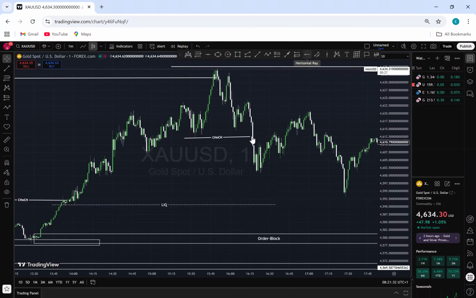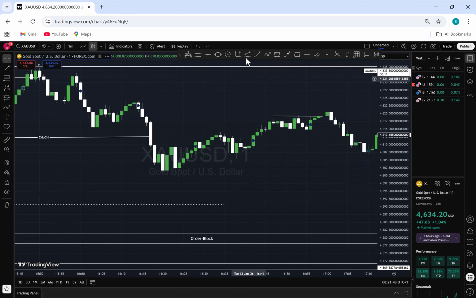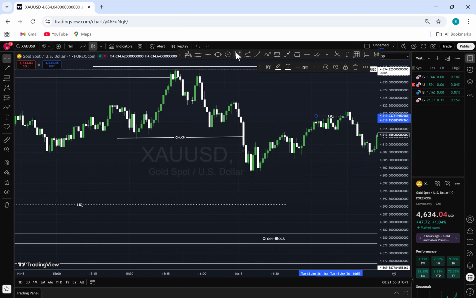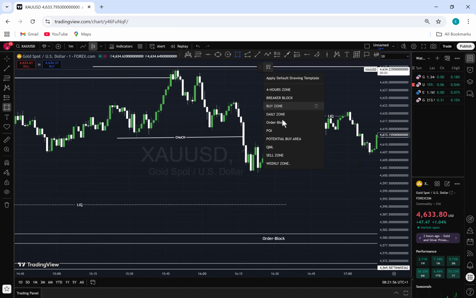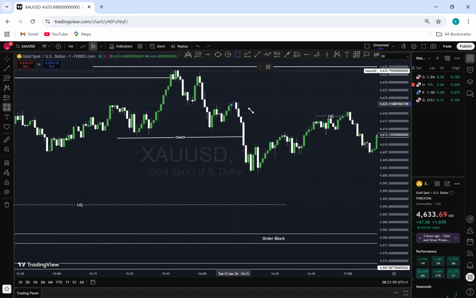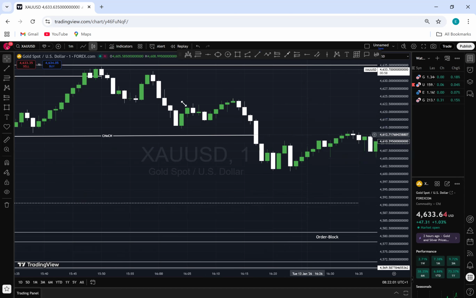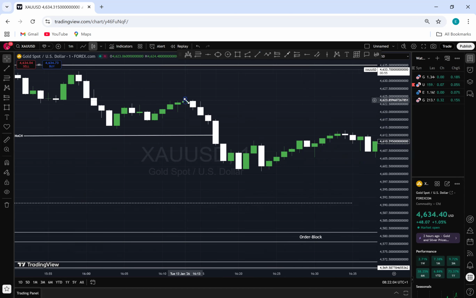So we have a change of character, and we had all of these engineered liquidities here. I want to keep it as per straight line. Now, if you look at this other block here, let me mark out. If you look at the other block, now this green candle has been mitigated by this wick.